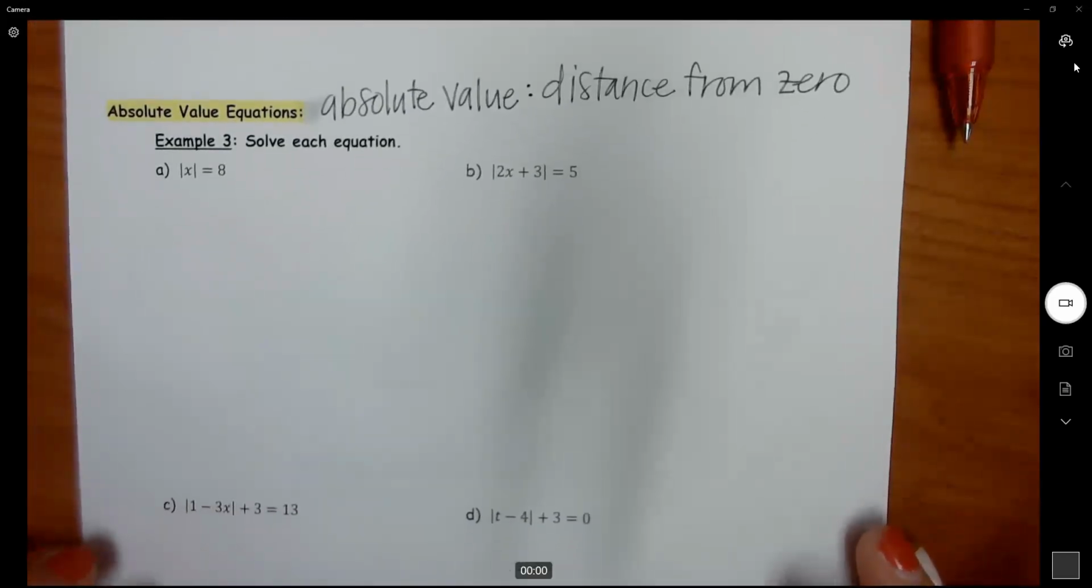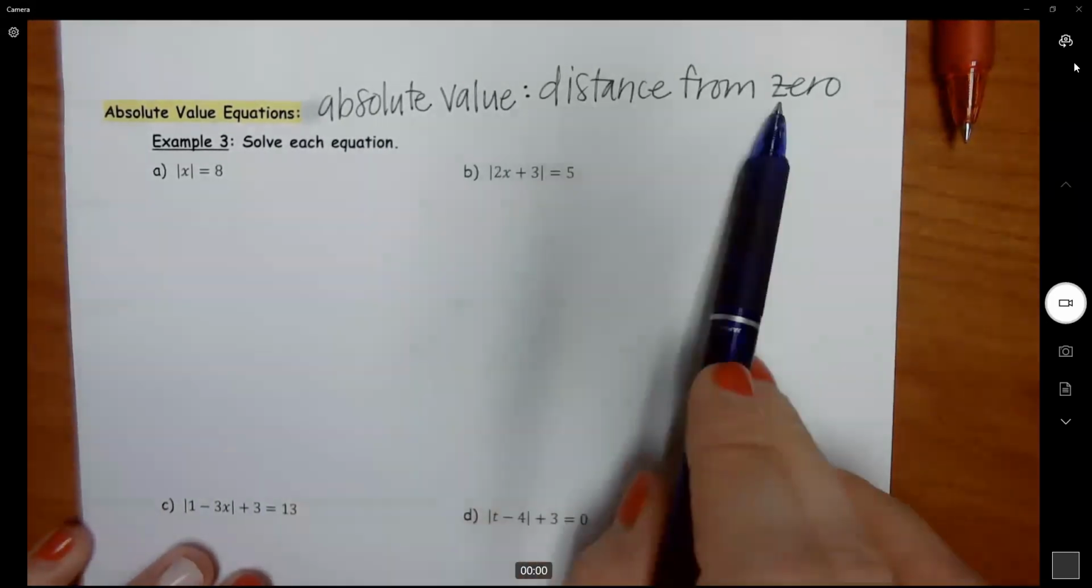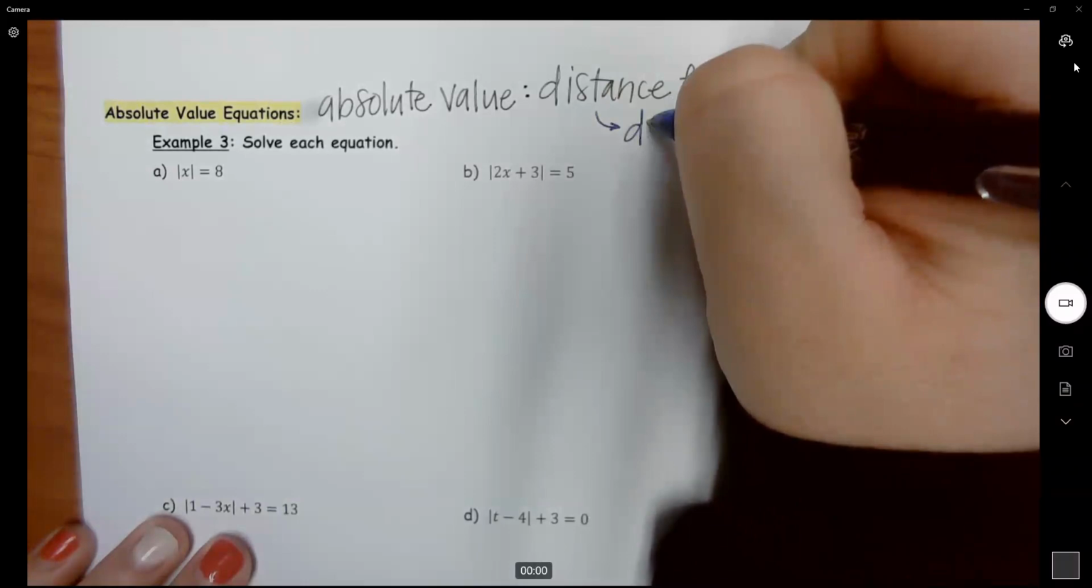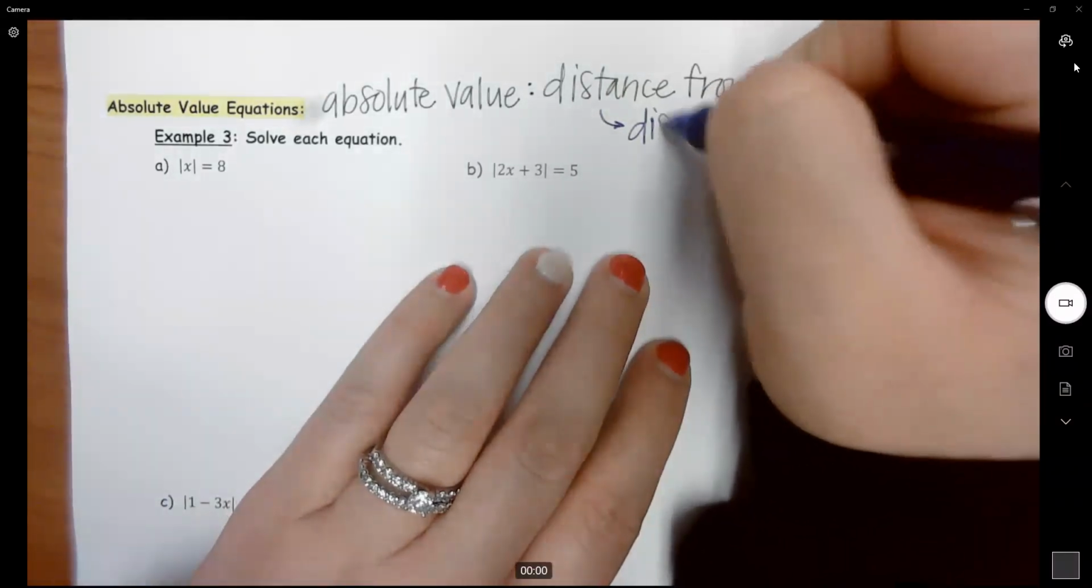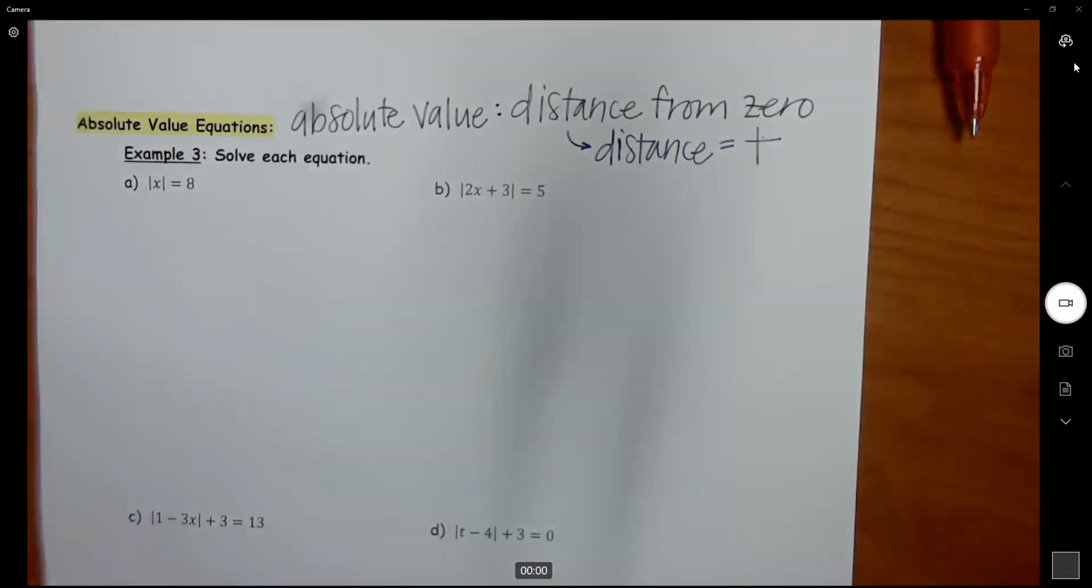In this video, we're going to go over absolute value equations. As a reminder, absolute value is the distance from zero. And whenever we are measuring distance, distance is always positive. If you're in a car and you go 2 miles forward and then you back up for a mile, your speedometer is going to say that the car has traveled 3 miles, because it doesn't matter if it's going forwards or backwards. Distance is distance.